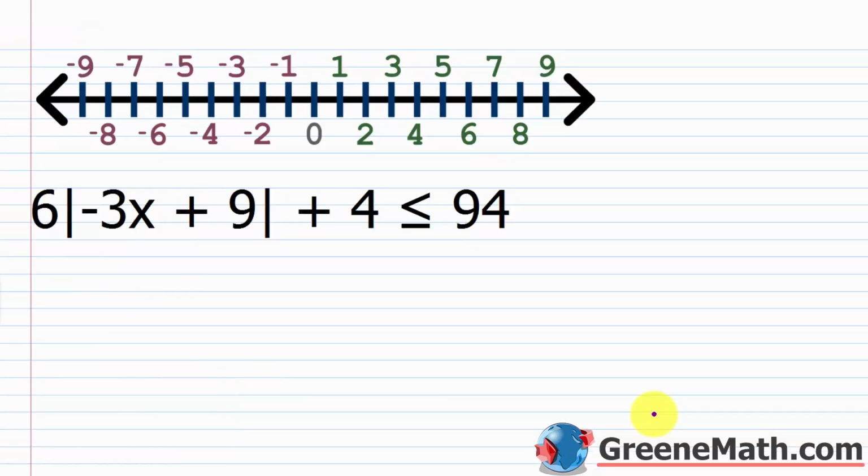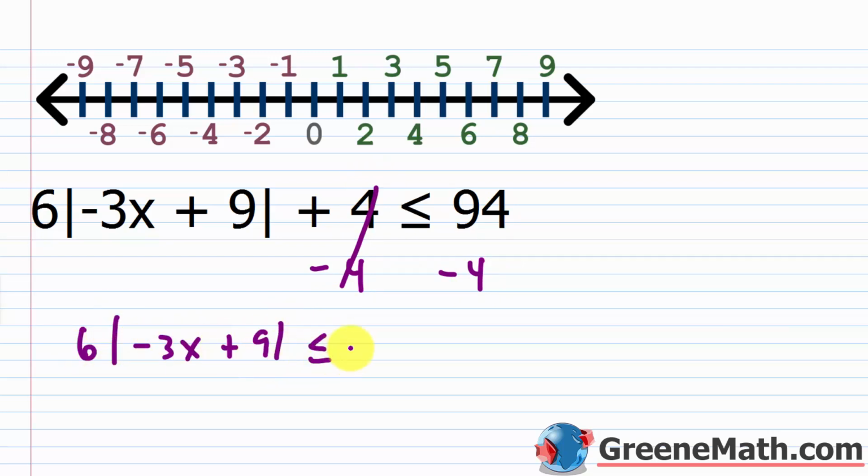All right, let's look at another one. So we have 6 times the absolute value of negative 3x plus 9, then plus 4 is less than or equal to 94. So again, I've got to isolate my absolute value operation so I can use my little rule. So I'm going to subtract 4 away from each side of the inequality. That cancels. I've got 6 times the absolute value of negative 3x plus 9. This is less than or equal to 94 minus 4 is 90.